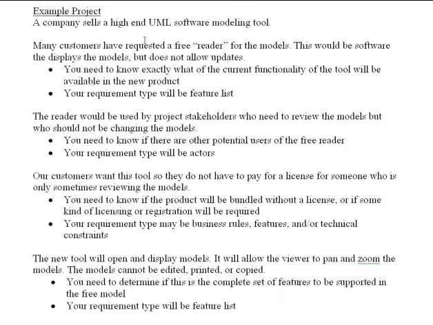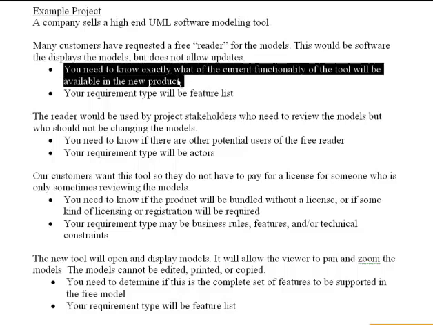So here's an example project. A company sells a high-end UML software modeling tool, and many customers have requested a free reader for the models. This would be software that displays the models but does not allow updates. So you need to know exactly what of the current functionality of the tool will be available in the new product. Basically, it's a feature list.